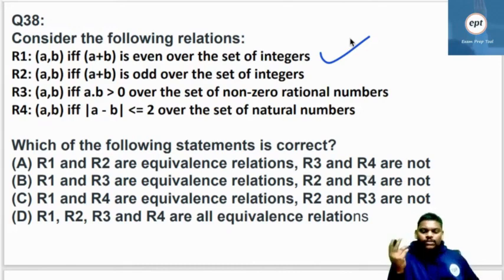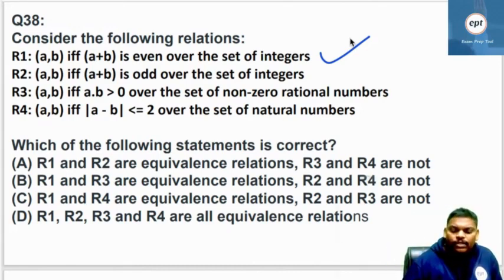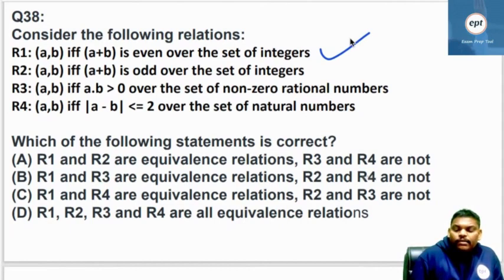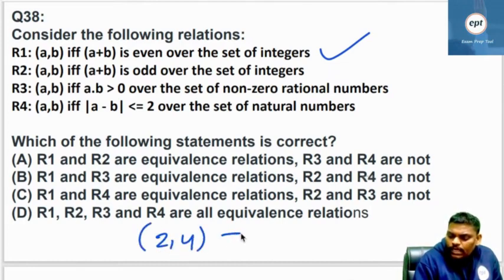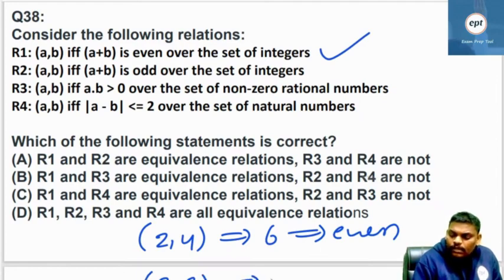Yeah, let me try once. Listen. Two people are related if their sum is even. Can you help me? Take 2 and 4. Their sum is 6, even. And one more, 3 and 3. This can be written as 2 into 3, even. Next one, 4 and 4. This can be written as 2 into 4, even.